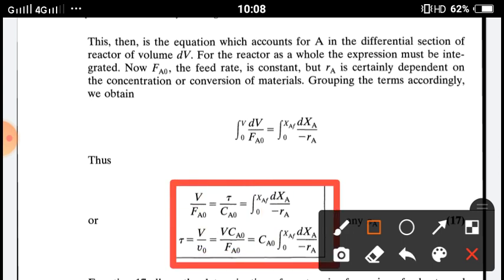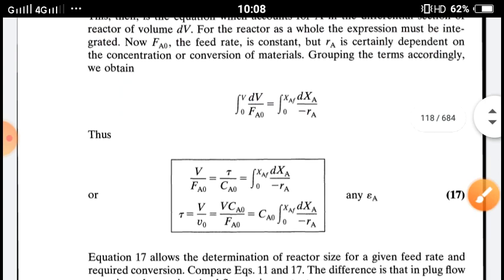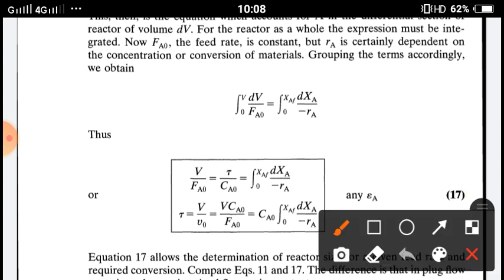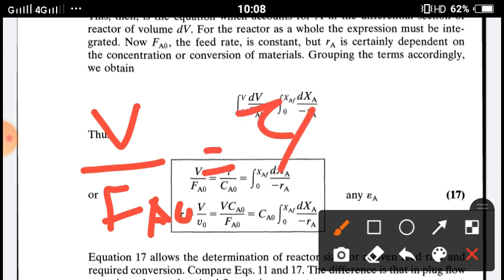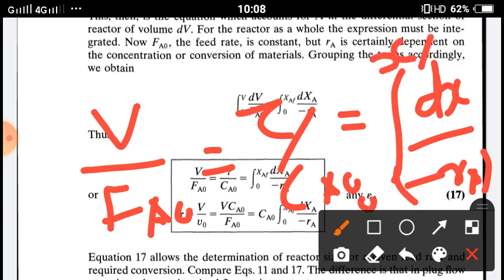As you can see, we have integrated the entire equation from conversion 0 to XAF, because conversion 0 is at L equal to 0 and conversion XAF is at L equal to L. So our final performance equation for PFR is V divided by Fa naught is equal to tau divided by Ca naught is equal to the integration of dXa upon minus Ra from 0 to Xa.